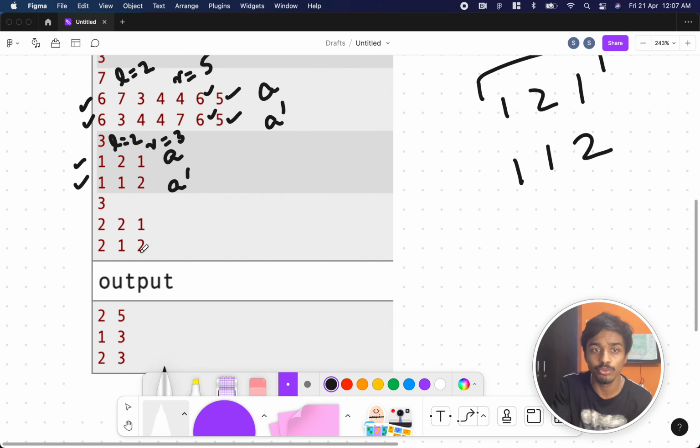This is 2, 1, 2, 2, 2, 1, 2. According to our logic, what? If A and A dash are the same, I am not going to consider this. This is L equal to 2 and this is L equal to 3. Okay, here I am sorting it, it is 2, 1, 2. But why didn't he take this? This is just 2, 3, right?